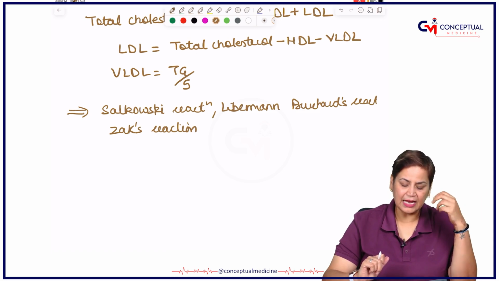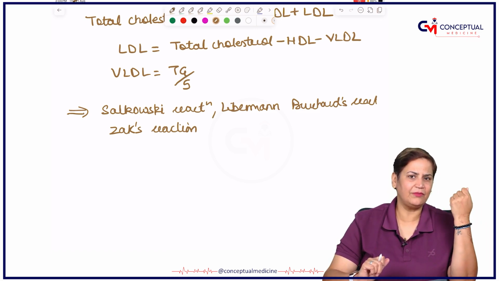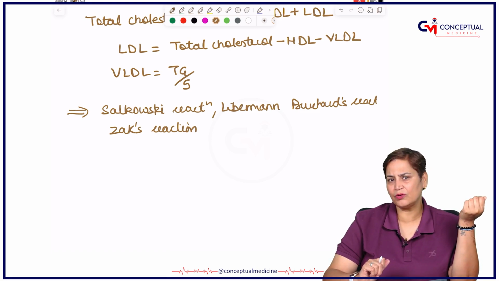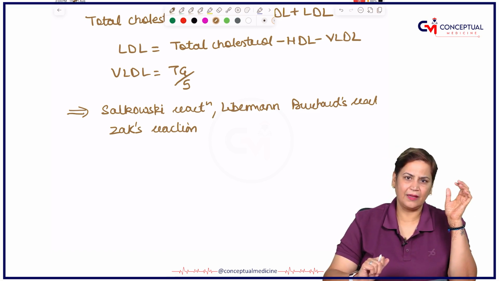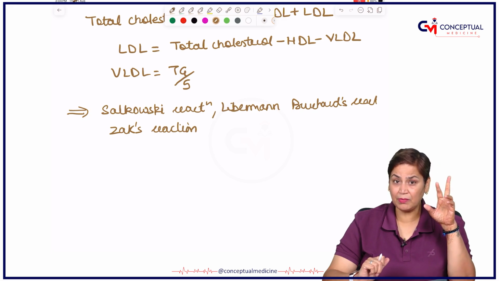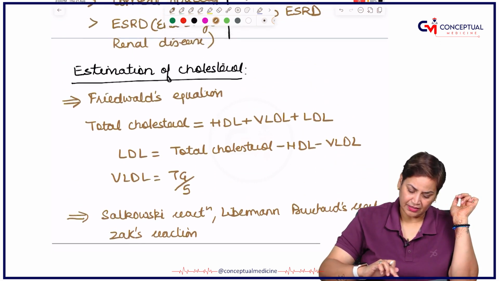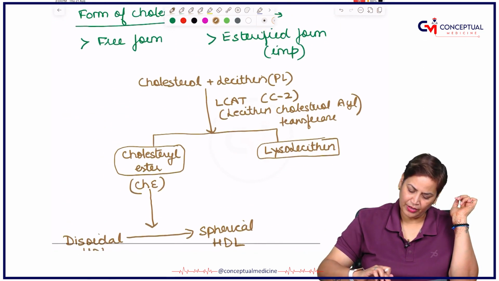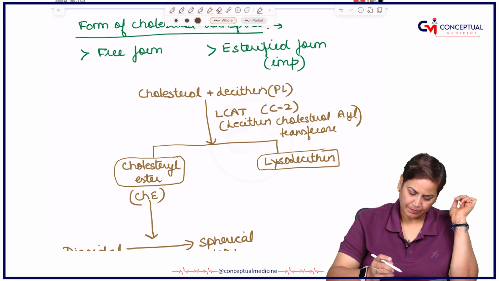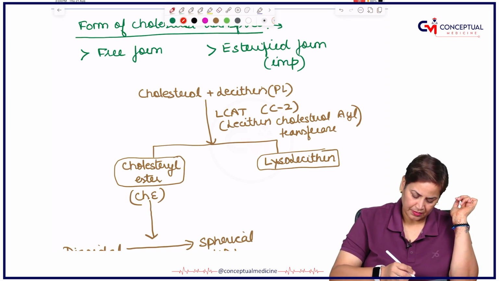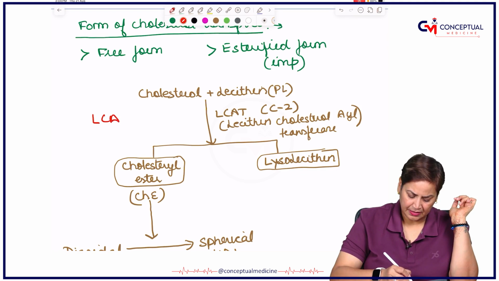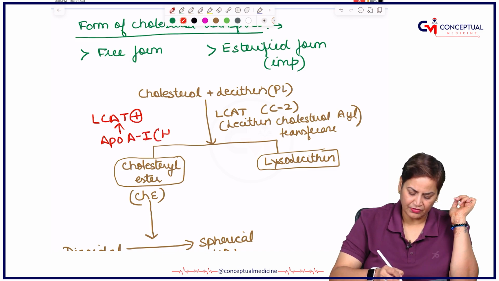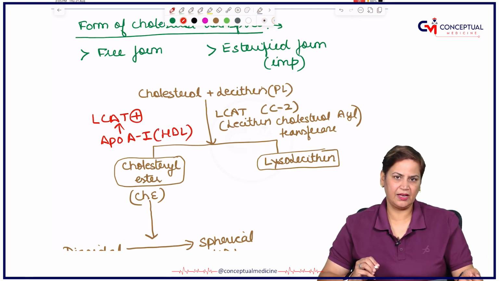Now the question is which enzyme is responsible? The enzyme which is responsible for esterification of cholesterol is the LCAT enzyme. And always remember one more thing, ApoA1 always activates LCAT. LCAT is activated by ApoA1, which is the apoprotein for HDL.